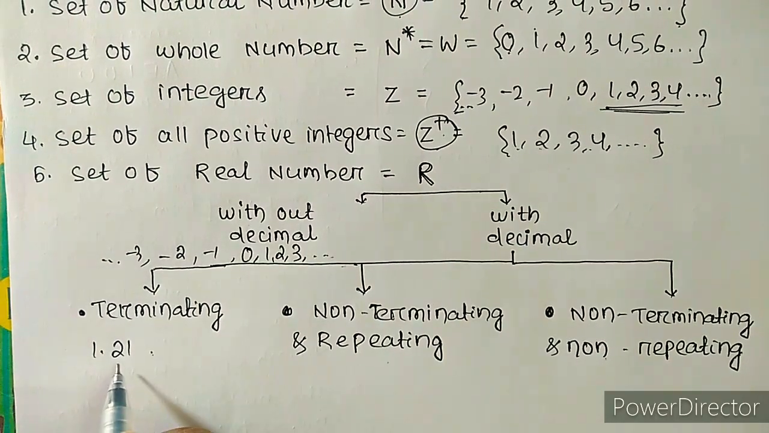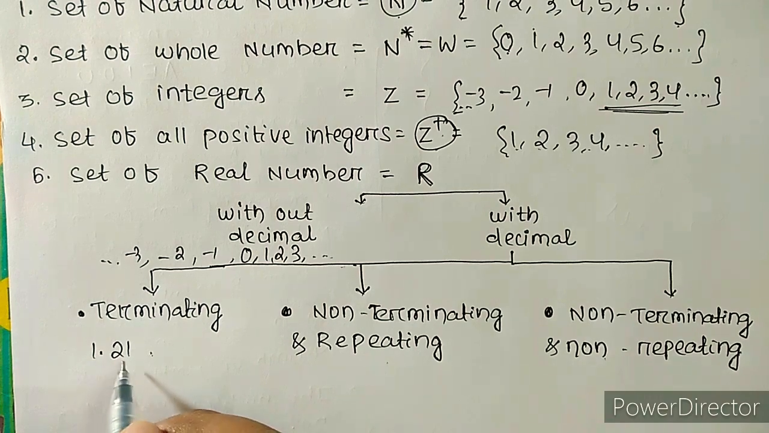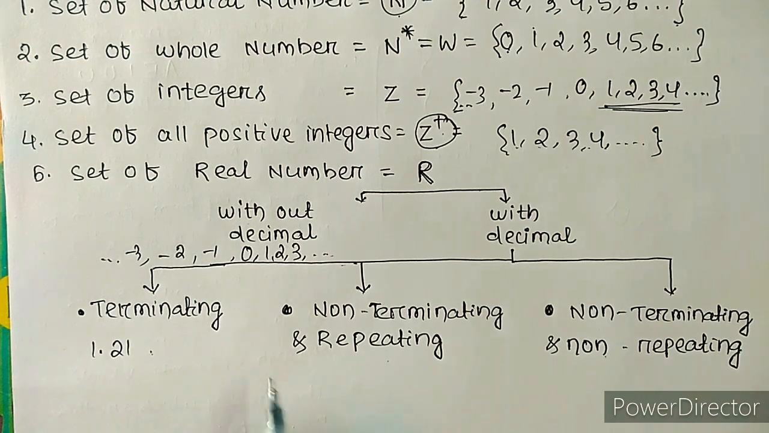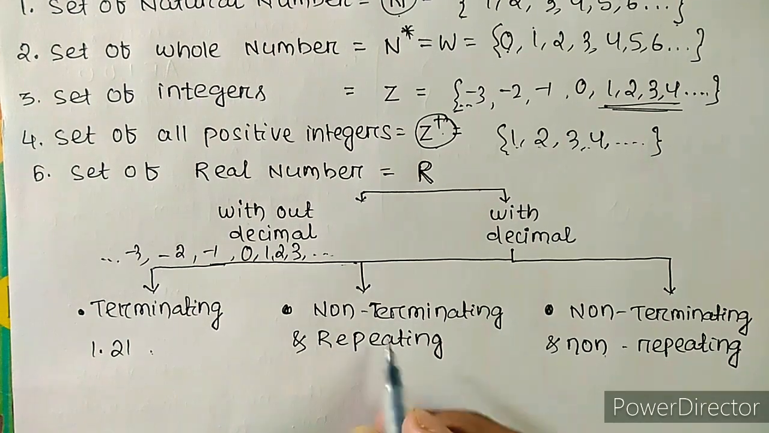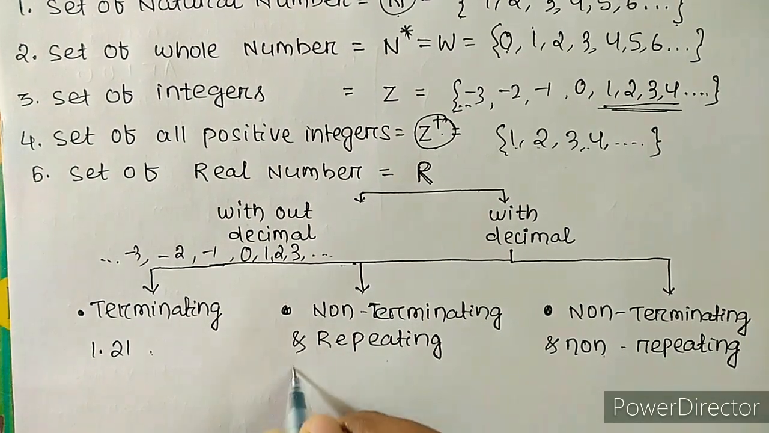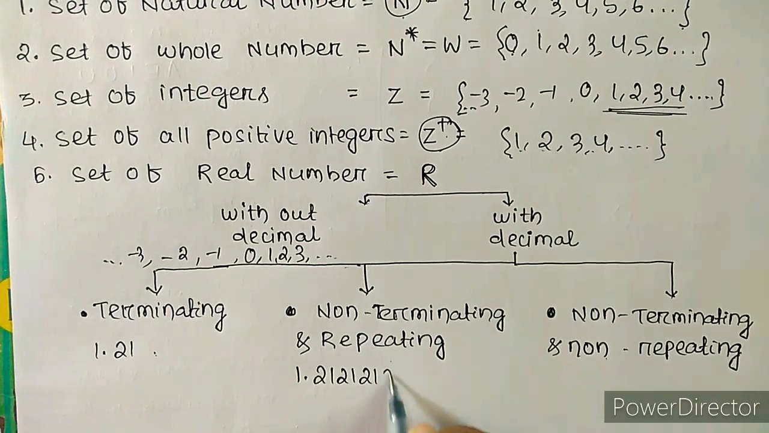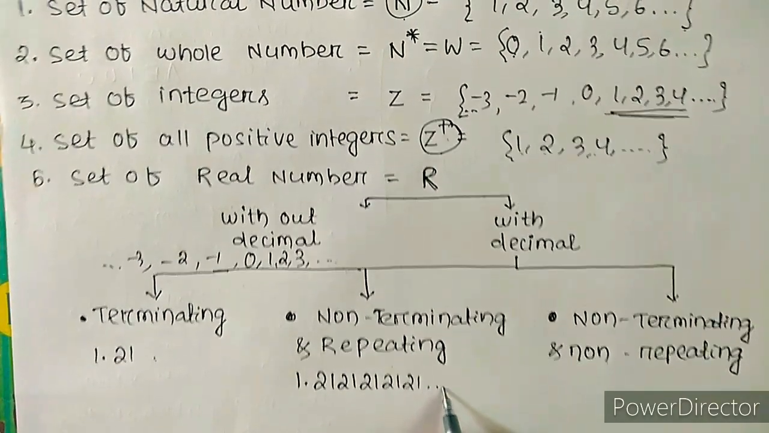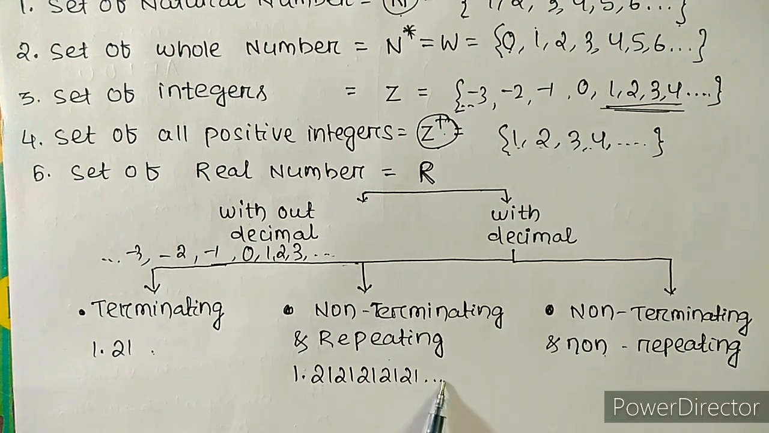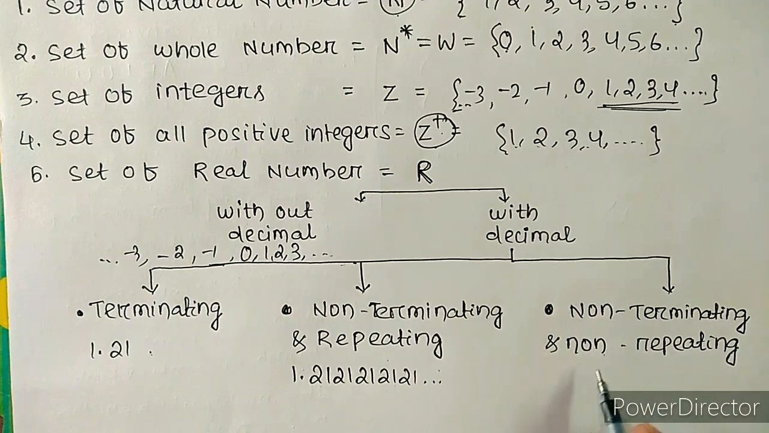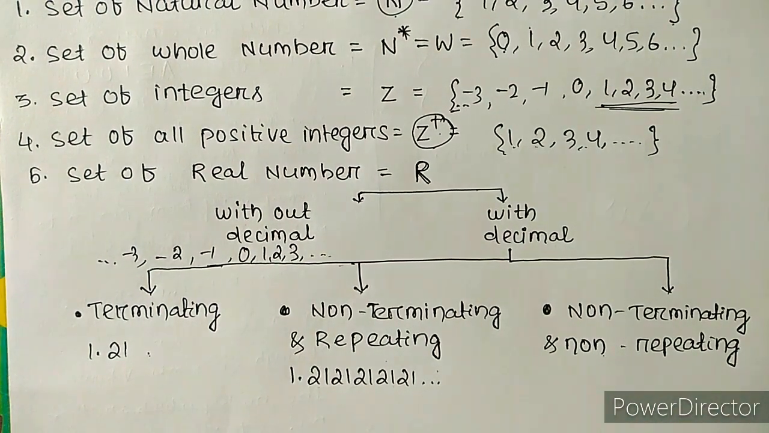So here terminating, we can write 1.21. That means it terminates, that means it ends. The next one is the non-terminating and repeating. It is not ending and also repeating. That means the example will be 1.21, 21, 21, 21, 21 and so on. So here 21, 21, 21 repeats, but it doesn't end, so it is non-terminating. And the third one is the non-terminating and non-repeating.